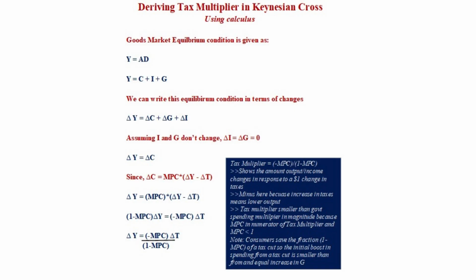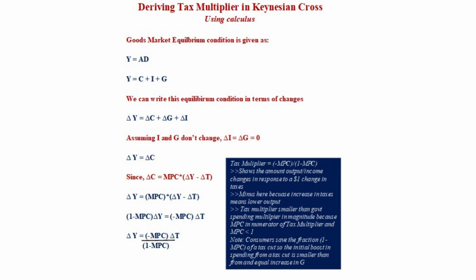Since we're interested in seeing how output or income changes as taxes change, we're going to assume I and G don't change. So delta I and delta G are equal to 0. So then it turns out delta Y is equal to delta C. Now we know that C is equal to C naught, which is autonomous consumption, plus MPC times Y minus T. Y minus T is disposable income.